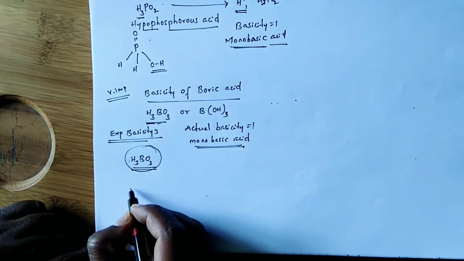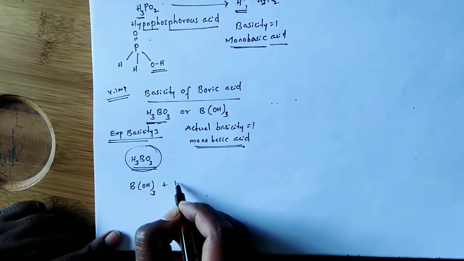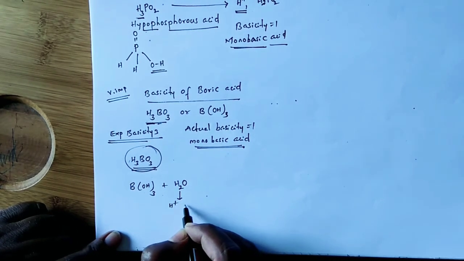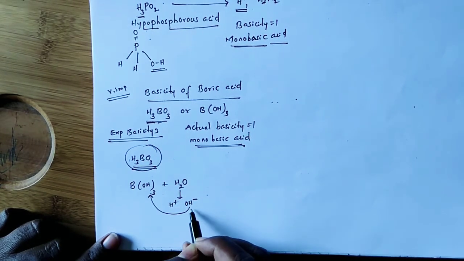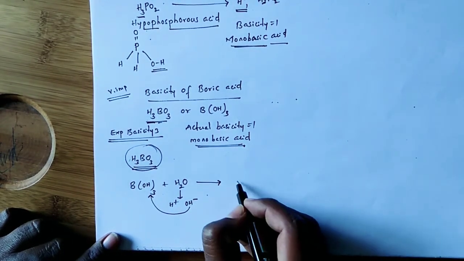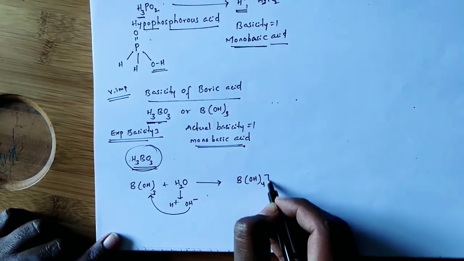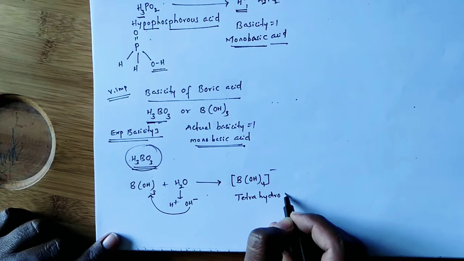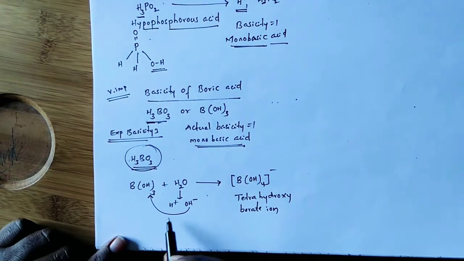Here boric acid interacts with the water when we drop it into the water. Actually in the water H plus ions and OH minus ions are there, no? So this boric acid will accept the OH minus ion. It will be formed as tetrahydroxy borate ion. This is tetrahydroxy borate ion.